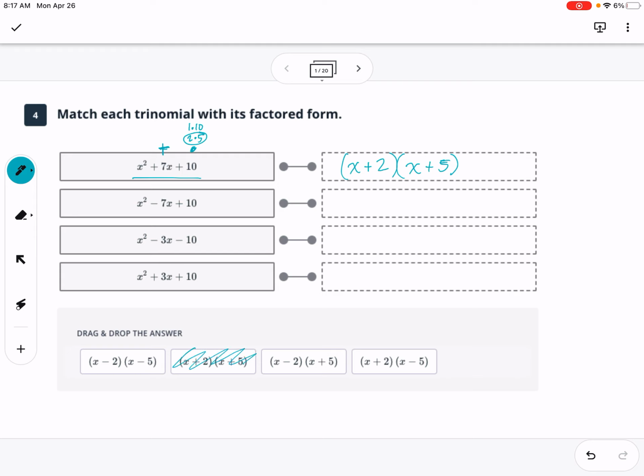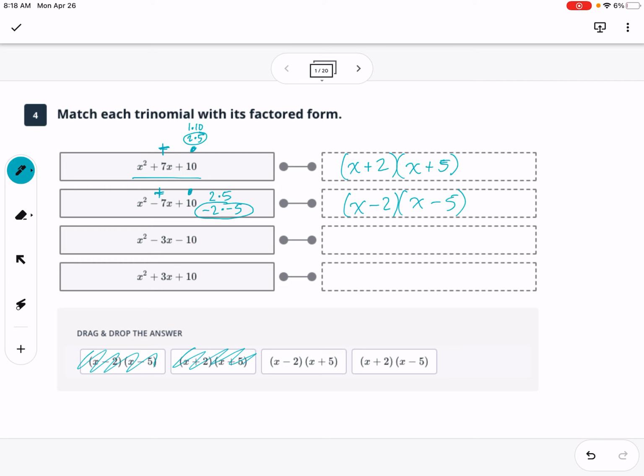Okay. Now, the next one, I need two numbers that add to negative 7 and multiply to 10. Well, what kind of numbers add to negative 7 and multiply to 10? Now I need two numbers that multiply to positive 10, so I still have to have either a positive times a positive, and let's stick with 2 and 5. 2 times 5 is 10. But negative 2 times negative 5 is also 10, right? So now, if I want them to add to negative 7, I need to choose this pair of numbers. So that's x minus 2 and x minus 5, okay? And that's this choice right here.